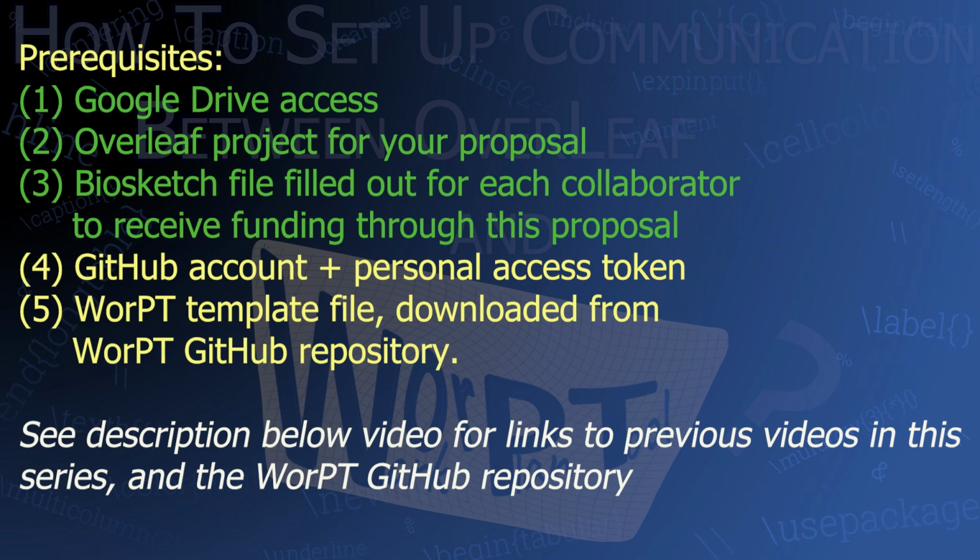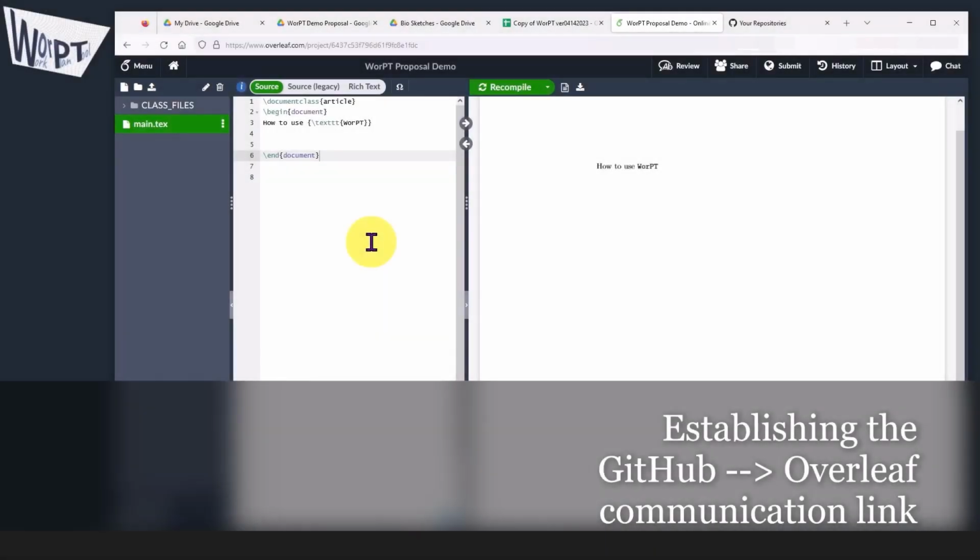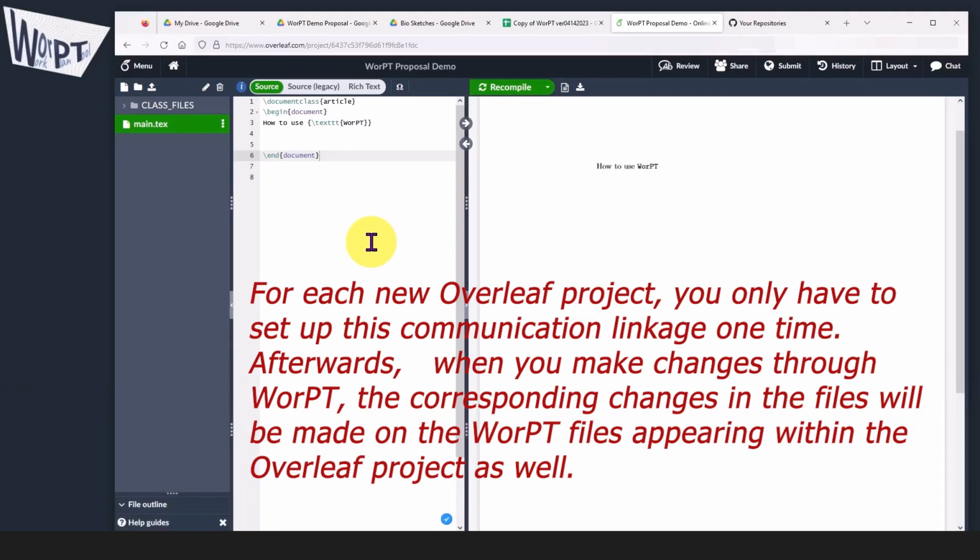You will also need a freshly downloaded Work tool. If you do not have this Google Sheet, then please refer to the video on Work installation to get it. GitHub serves as a bridge for getting Work files from Google Drive to Overleaf. Setting up the communication between Overleaf and GitHub is a one-time only task for each new Overleaf project.